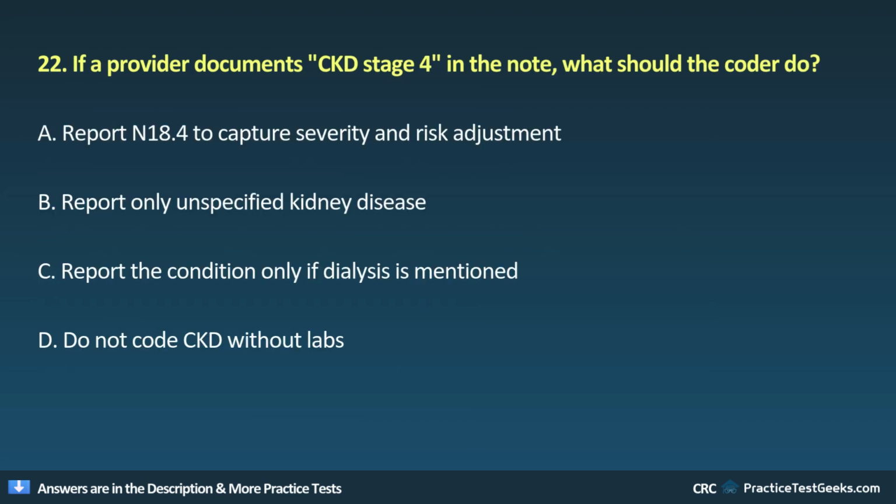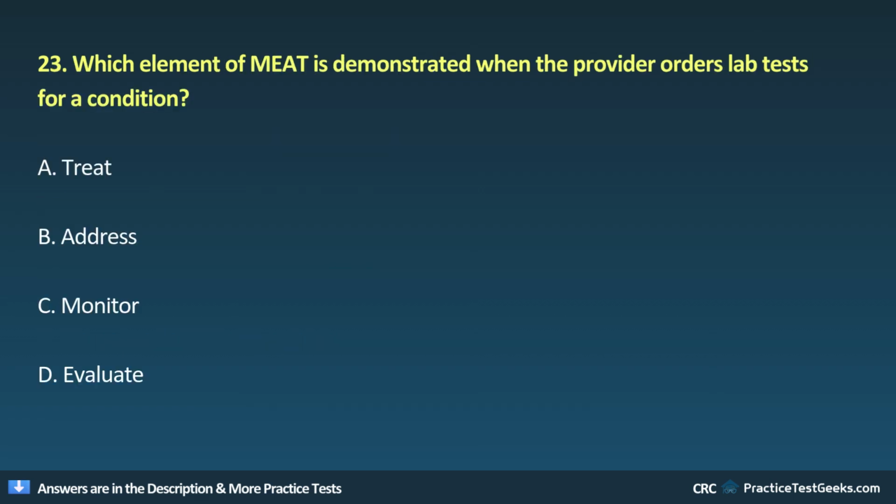22. If a provider documents CKD stage 4 in the note, what should the coder do? A. Report N18.4 to capture severity and risk adjustment. B. Report only unspecified kidney disease. C. Report the condition only if dialysis is mentioned. D. Do not code CKD without labs.